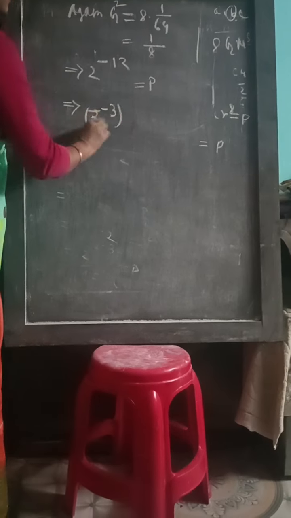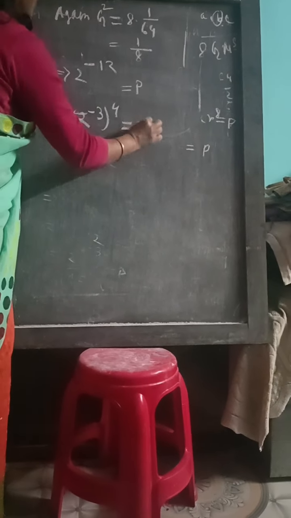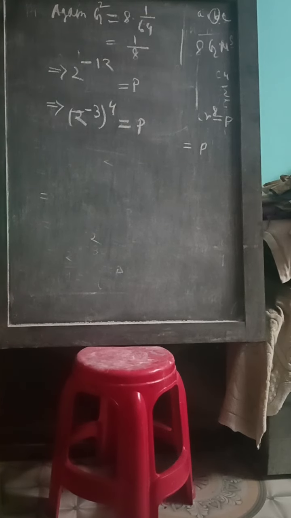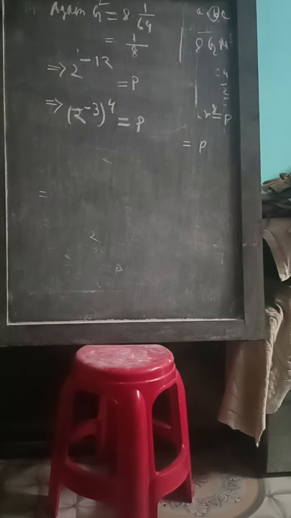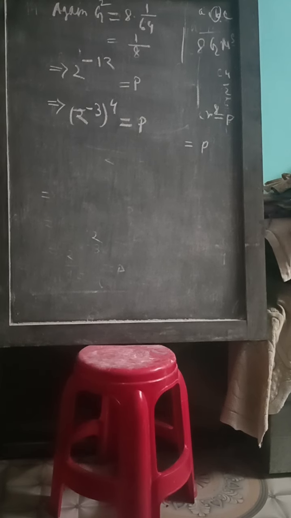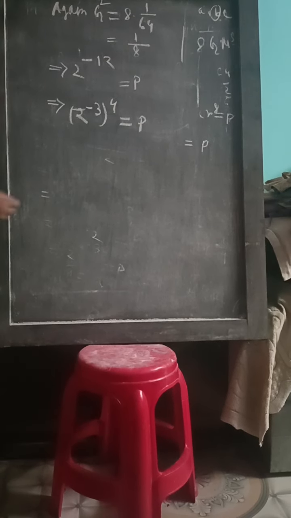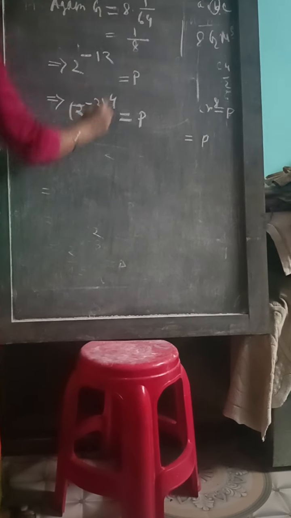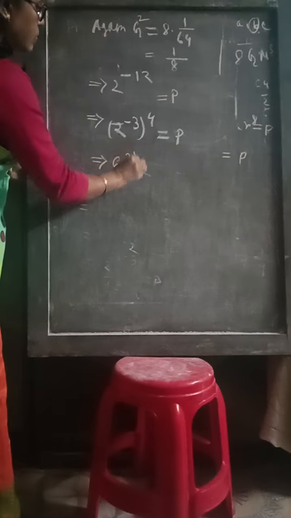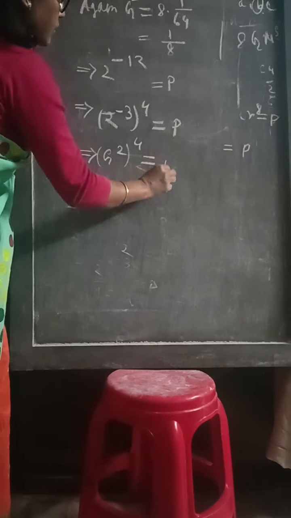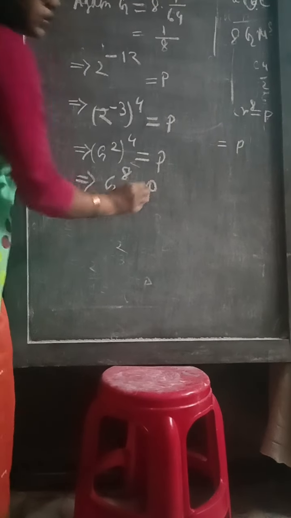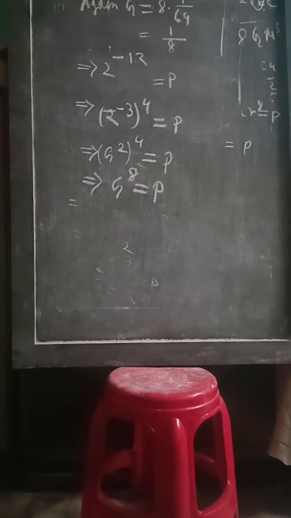Minus 3 into 4. Here see, G square is equal to what? 2 to the power minus 3. 2 to the power minus 3 is equal to what? G square. G square is equal to what? 4 equal to P. Plus G to the power 8 is equal to P. Understand this? Do you understand clearly? So it is finished.